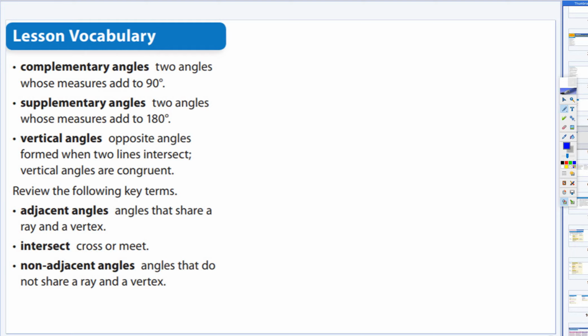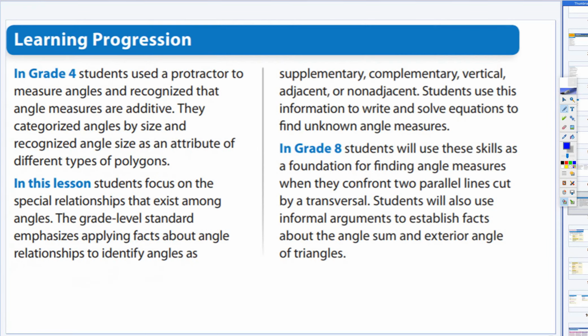Review the following key terms. Adjacent angles. Angles that share a ray and a vertex. Basically angles that are next to each other. Intersect. Cross or meet. Non-adjacent angles. Angles that do not share a ray and a vertex.